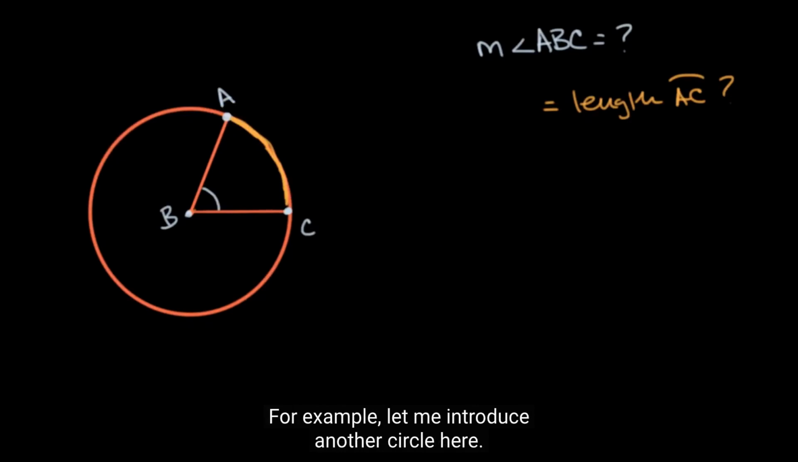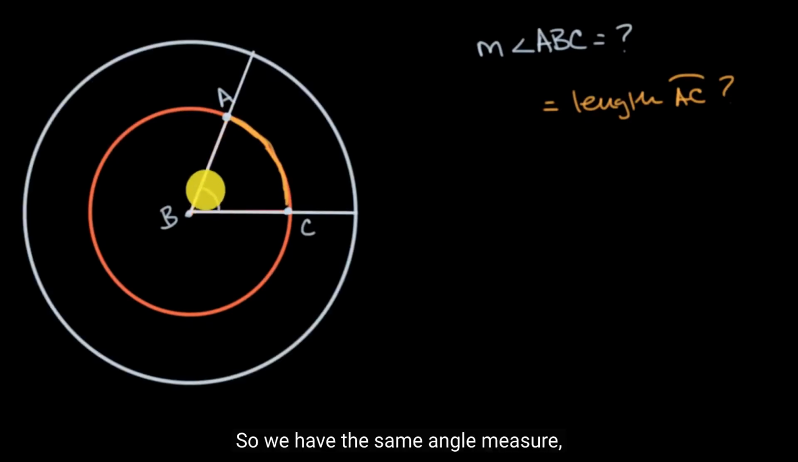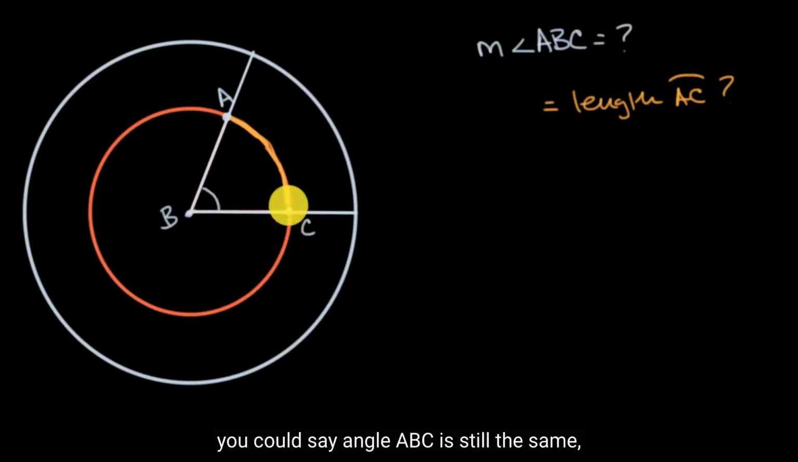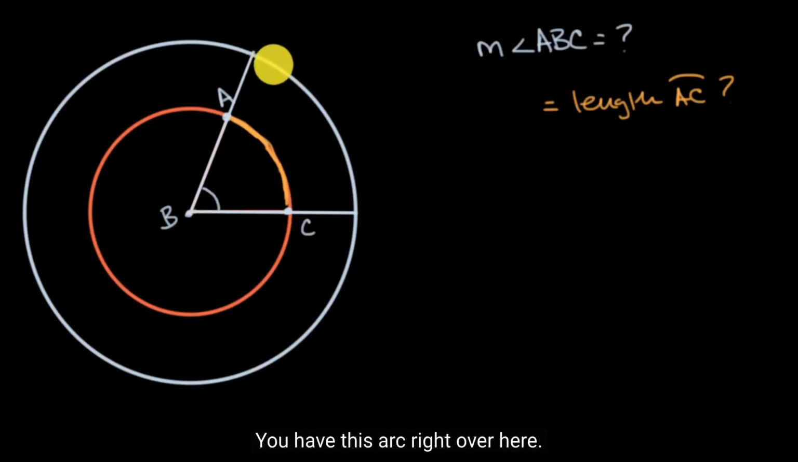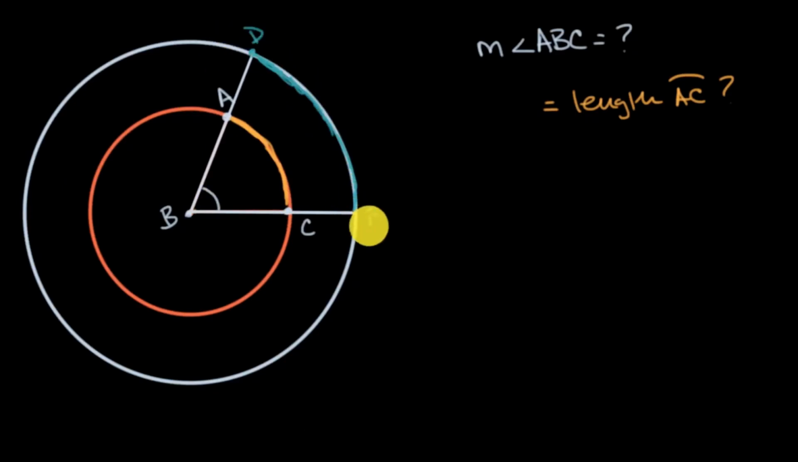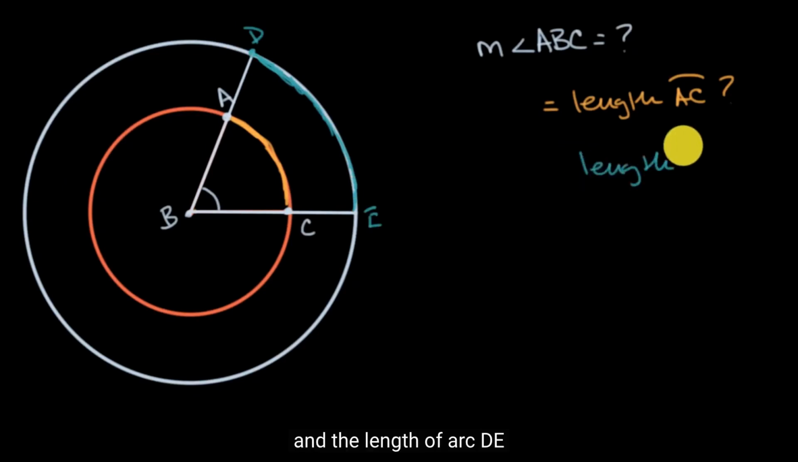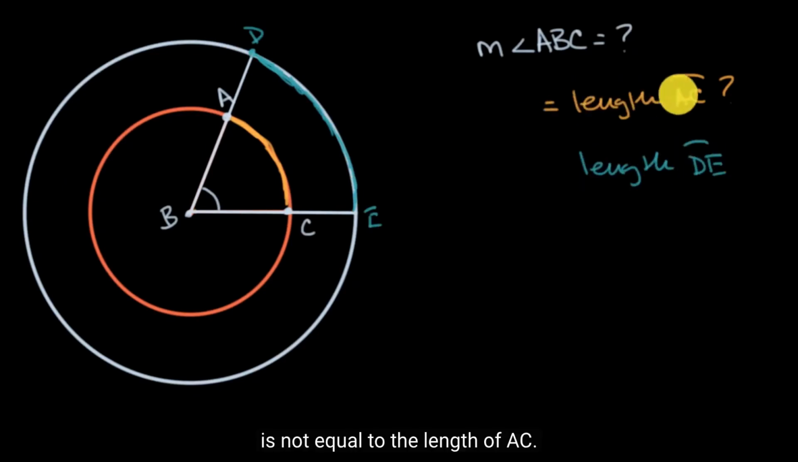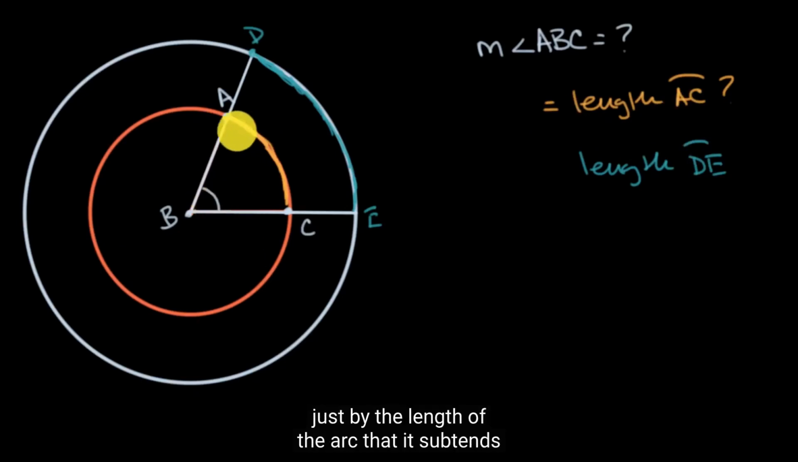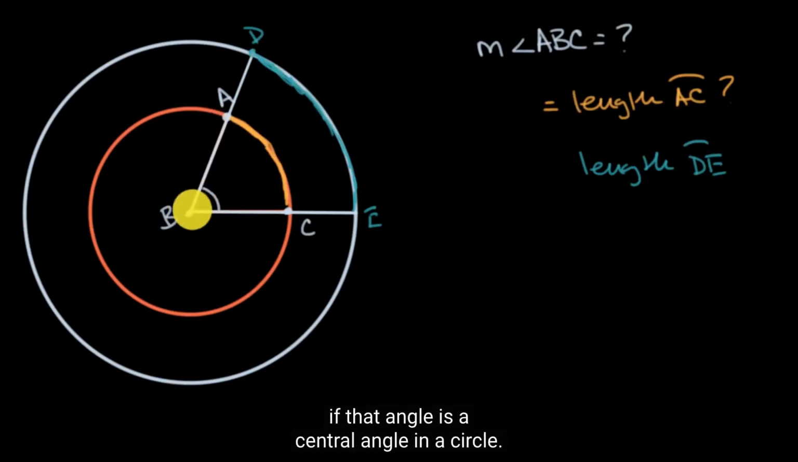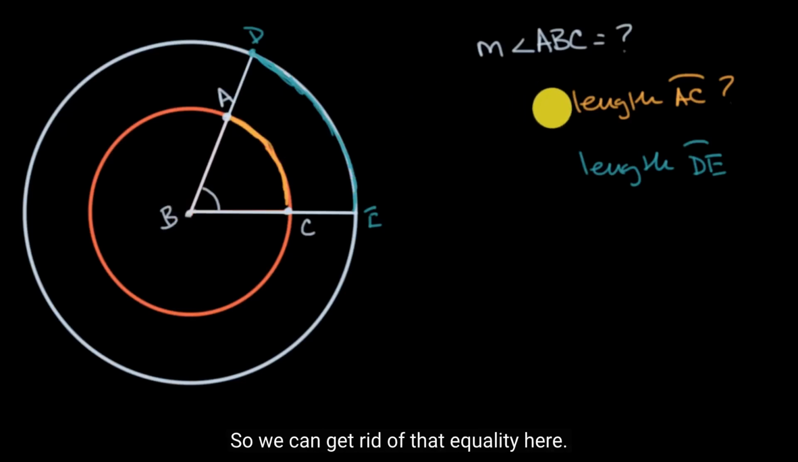For example, let me introduce another circle here. So we have the same angle measure, the central angle right over here. You could say angle ABC is still the same, but now it subtends a different arc in these two different circles. You have this arc right over here, call this arc DE, and the length of arc DE is not equal to the length of AC. And so we can't measure an angle just by the length of the arc that it subtends if that angle is the central angle in a circle, so we can get rid of that equality here.